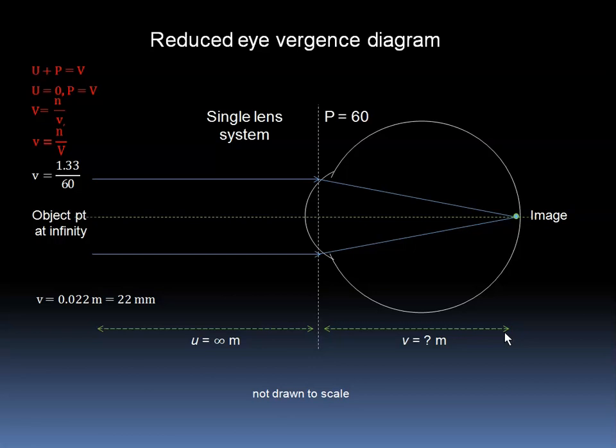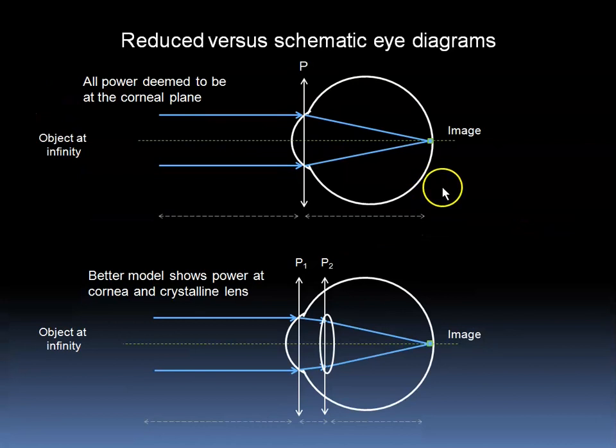This approximation works well enough for lenses that are added to the system in front of the eye. However, it cannot be used when calculating the lens inside the eye separate from the cornea. This is a model of the reduced eye as seen before, and the schematic eye, which is a better representation because it has two lenses representing the optical system of the eye as opposed to one lens.